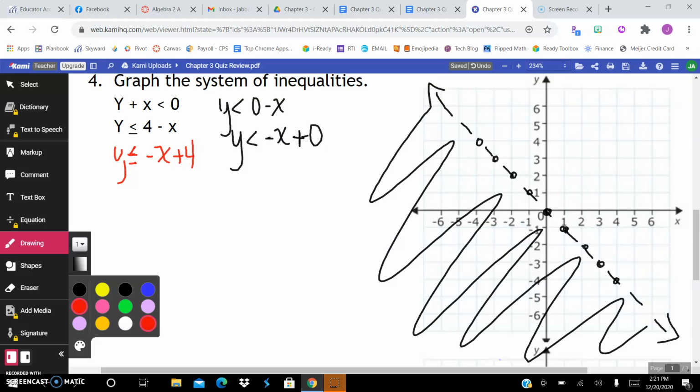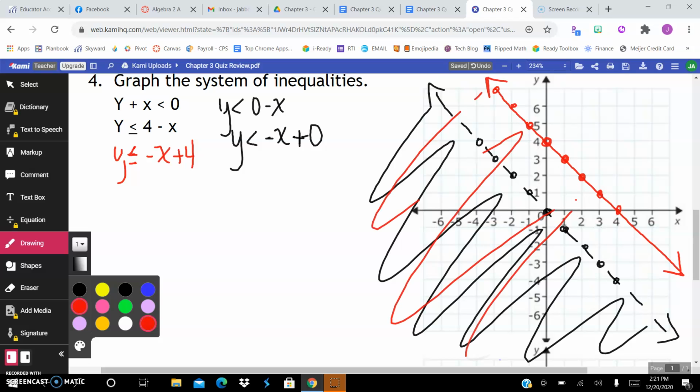So my y-intercept is positive 4, and the slope is negative 1. So that means I'm going to go down 1 and over 1 as well. So extend a few in both directions. This one is underlined, so we're going to have a solid line here. And then y is less than, so we're going to shade under this line.